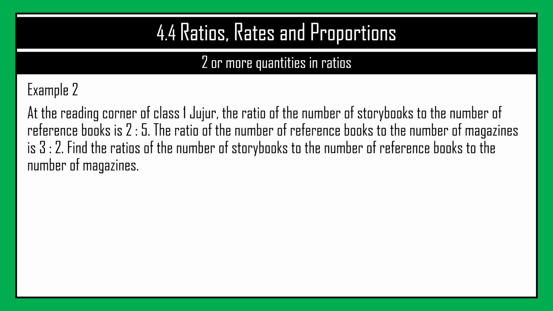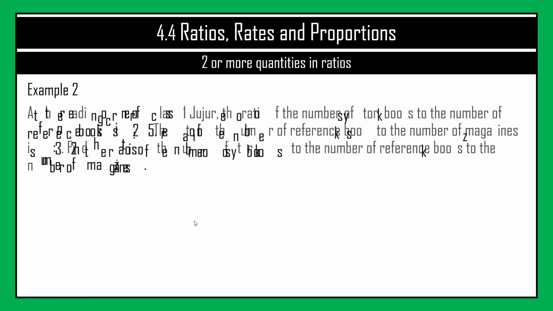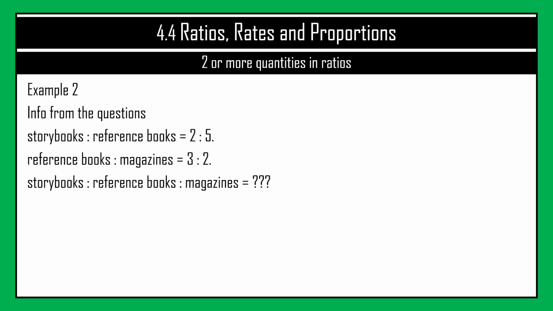Now this is quite a long question. What I usually do, I'll break it down so that we can manage the information. This is what I mean. From the question, I got this information. I know that the ratio of storybooks to reference books is 2 to 5. And I also know that the ratio of reference books to magazines is 3 to 2. The question asks for the ratio of storybooks to reference books to magazines. Now you notice that between these two ratios, there are reference books in both of them.